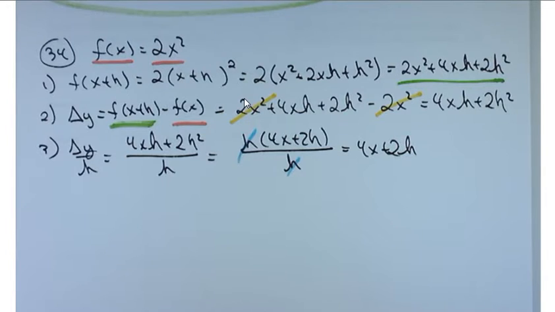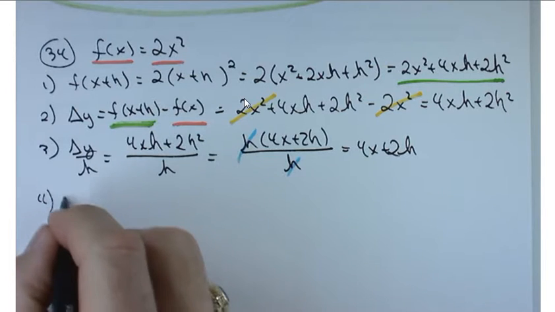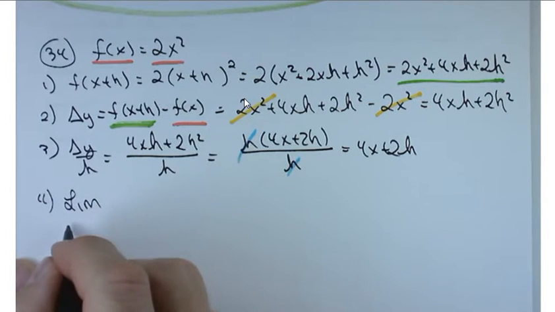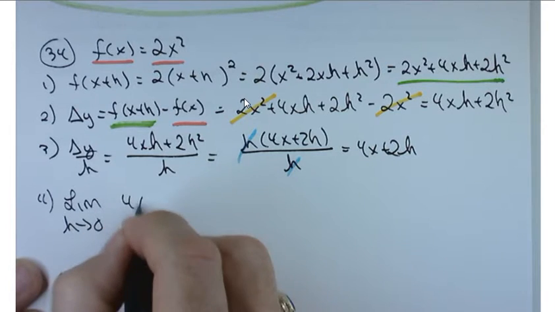Some of you are chomping at the bit because you're like, oh, I know this. I know the shortcut. I'm sorry, you're still going to have to do just one the long way. The last step here is to take the limit as h approaches 0 of 4x plus 2h.